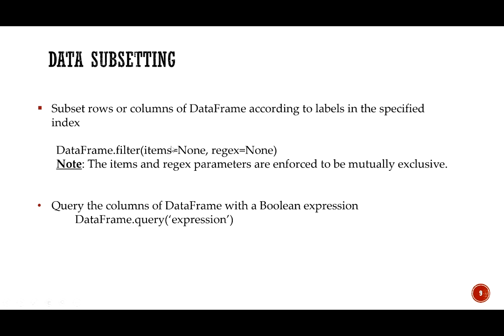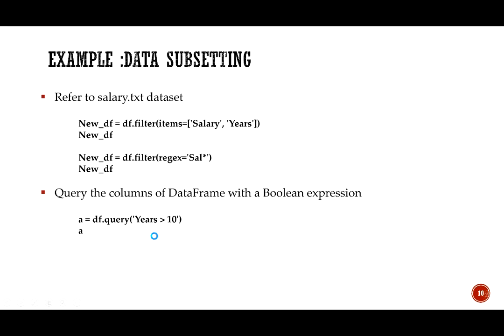So items can be columns, and a regular expression can be any expression which searches for the defined condition. And you're going to see an example. For instance, we can search a substring. With query, we can apply the query method to the columns of a data frame with a Boolean expression. So we define the expression here, we apply query, and then it returns the result. Here's the example. When you see the example, it makes better sense.